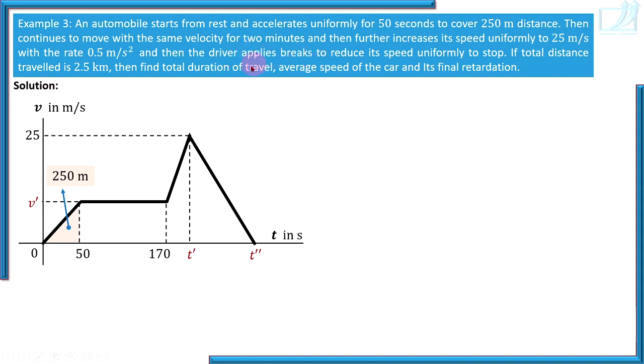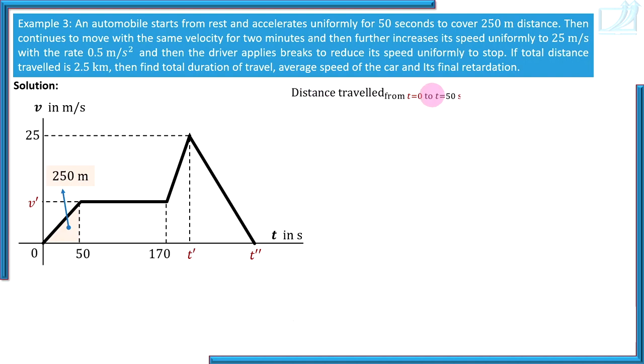But there is information in the problem we have not yet utilized. And what is that information? Total distance travelled is 2.5 kilometers and acceleration 0.5 meters per second square. This accelerated motion is from 170 seconds to t' seconds.